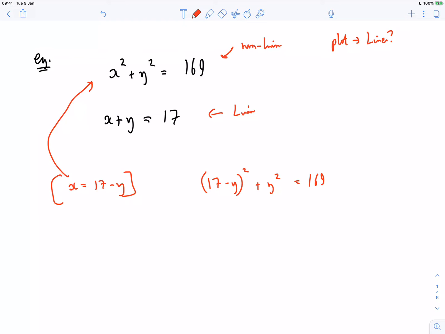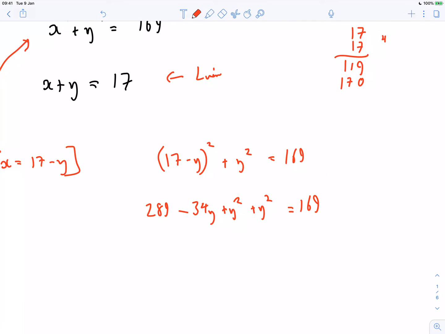17 minus y squared. 17 times 17, I want to say, is 289. Yep, 289. So it's 289 minus, and 17 times minus y and then doubled is 34y, plus a y squared plus another y squared equals 169. 289 minus 169, I believe that's going to be 120. I've got a 2y squared, I've got a minus 34y like that.